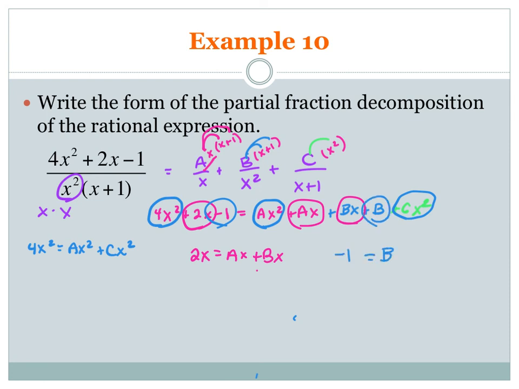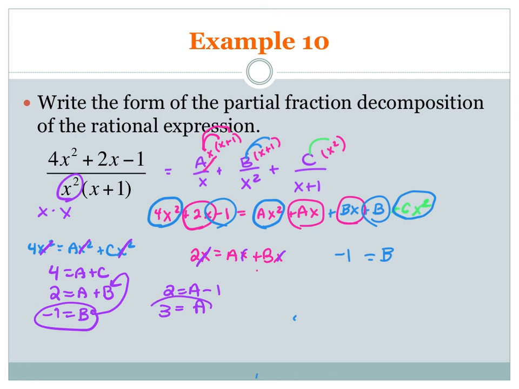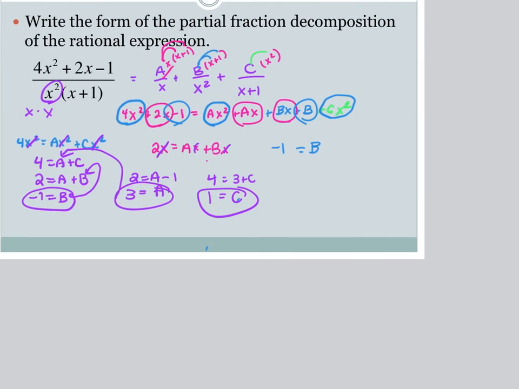So I have a system. I can cancel through the x squareds here. They would all divide out, and I'd get 4 equals A plus C. Cancel through the x's here, and I'd get 2 equals A plus B. And -1 equals B. So I can take B, plug it into the second one. 2 equals A minus 1. A would equal 3. And then I can take A, plug it into the first one. 4 equals 3 plus C, and C equals 1. And then I've got all three.